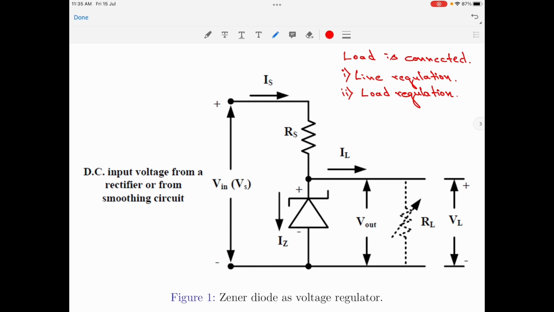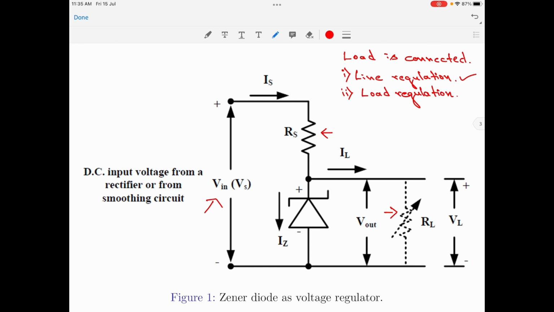Let us now discuss line regulation first. In this case, the series resistance Rs and the value of the load resistance RL are both kept constant, and all the variations in the voltage are attributed to the fluctuations in the input voltage. That is, in this particular scenario, the resistances Rs and RL are fixed and the input voltage is varied. However, care must be taken so that the minimum input voltage is always greater than the Zener diode breakdown voltage.